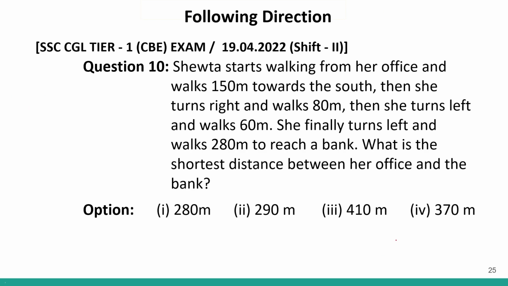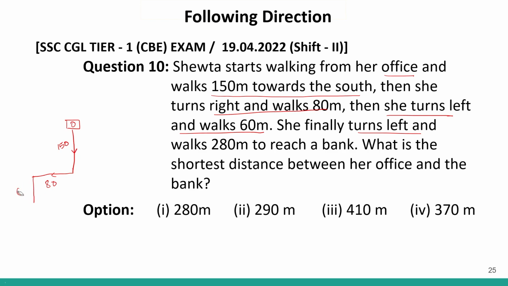Now, question number 10. Shweta starts walking from her office and walks 150 meters towards the south. So let's say this is the office and she goes towards the south 150 meters. Then she turns right and walks 80 meters. So right will be in this direction. Then she turns left and walks 60 meters. So left will be in this direction. Then again she turns left. So left will be in this direction and walks 280 meters to reach a bank.